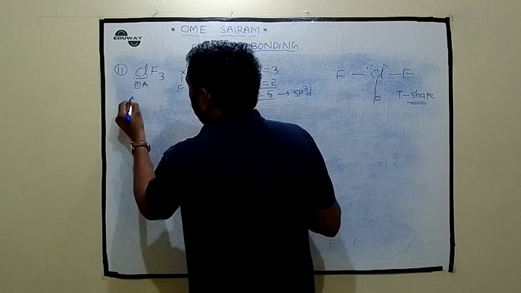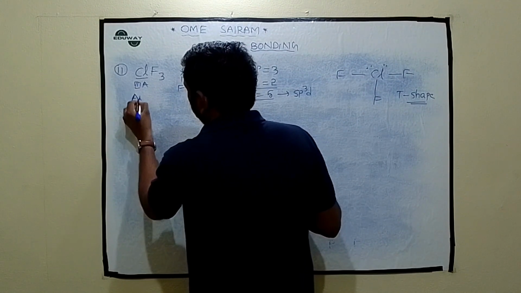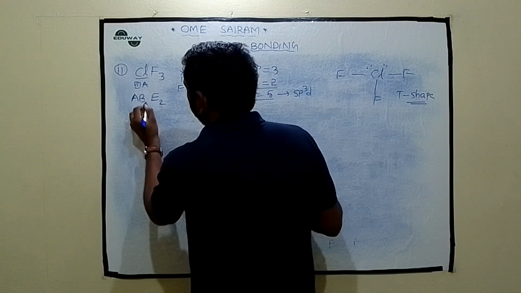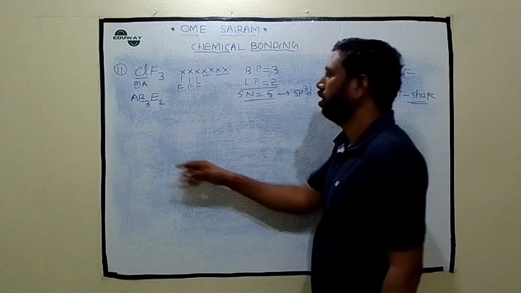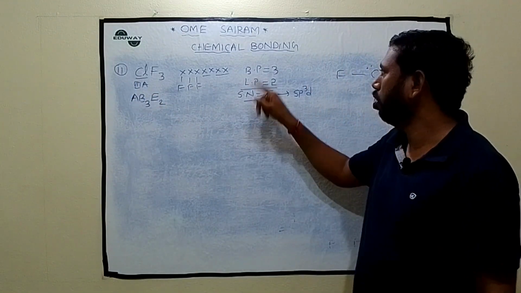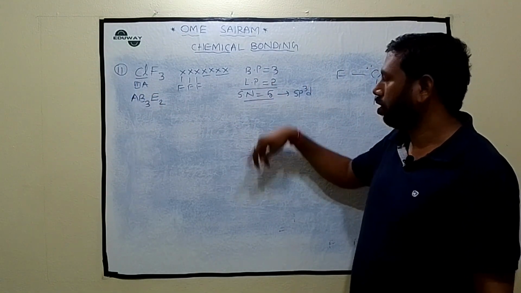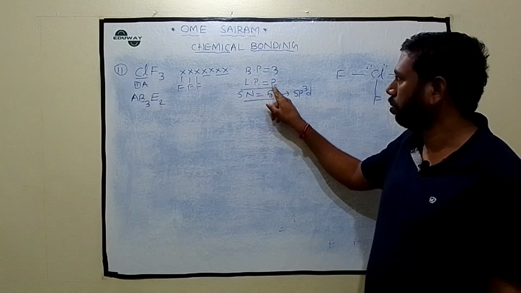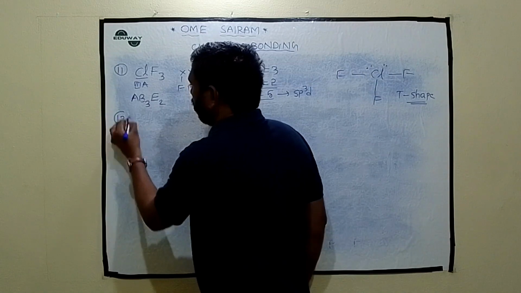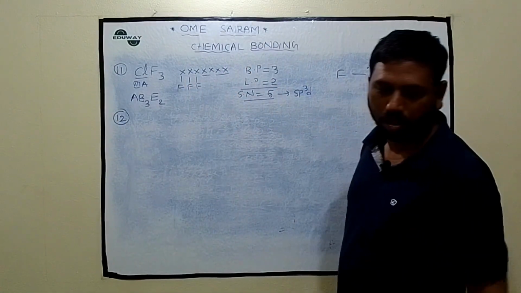Next, it belongs to AB3E2 molecule. That means it has 3 bond pairs and 2 electron pairs. 2 electron pairs, nothing but 2 lone pairs. So next, we go to the next molecule.